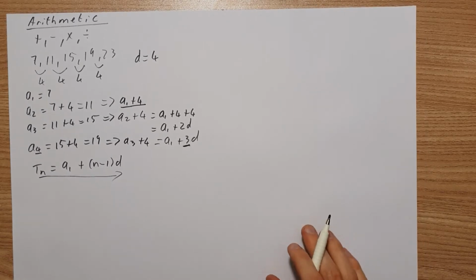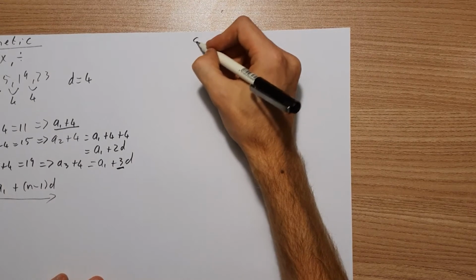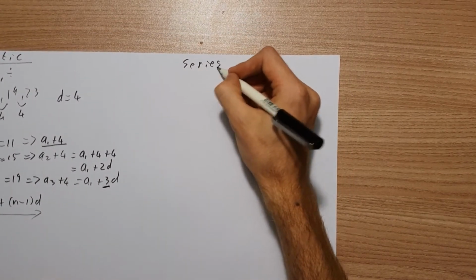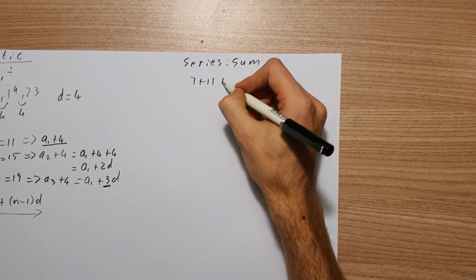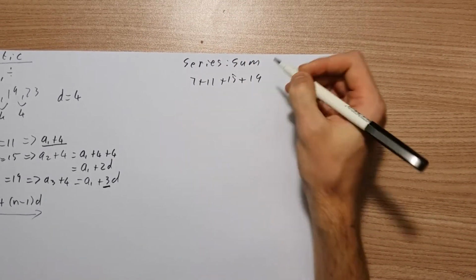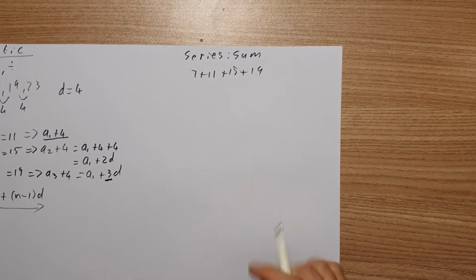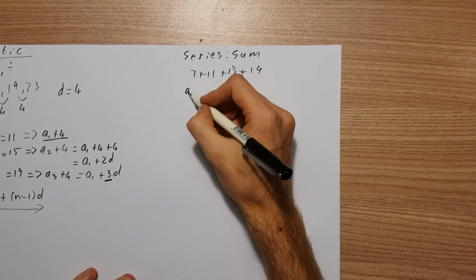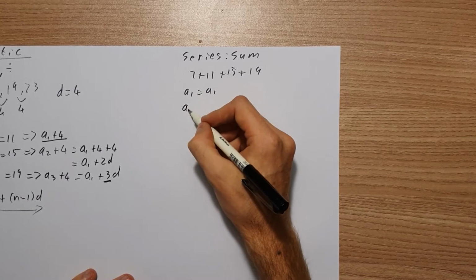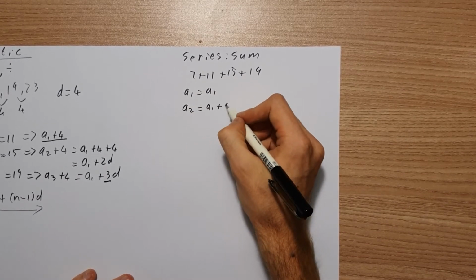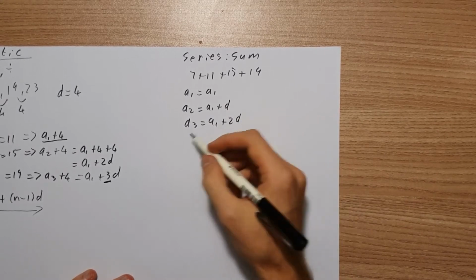Now if we look at the arithmetic series, which we said was the sum, we're adding everything: 7 plus 11 plus 15 plus 19. Let's look at how we come up with that general term. We know that a1 is equal to a1, that's just general. a2 equals a1 plus d, a3 equals a1 plus 2d, and so on and so on.